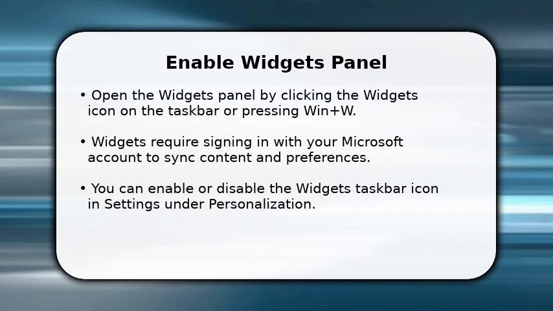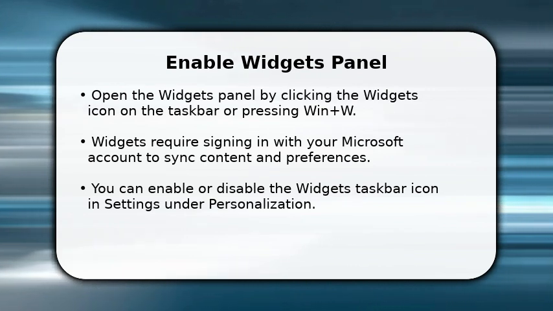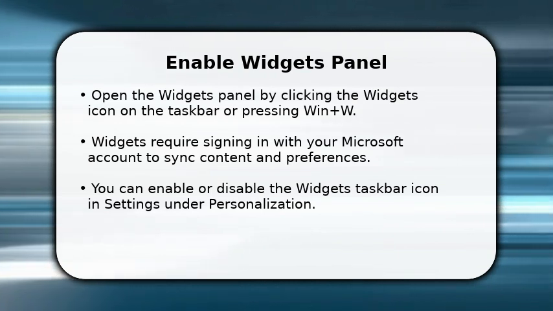Enjoy the video. Start by enabling the Widgets panel on your Windows computer. Click the Widgets icon on the taskbar or press Win+W to open the panel. If you do not see the icon, open Settings and go to Personalization to enable widgets on the taskbar.